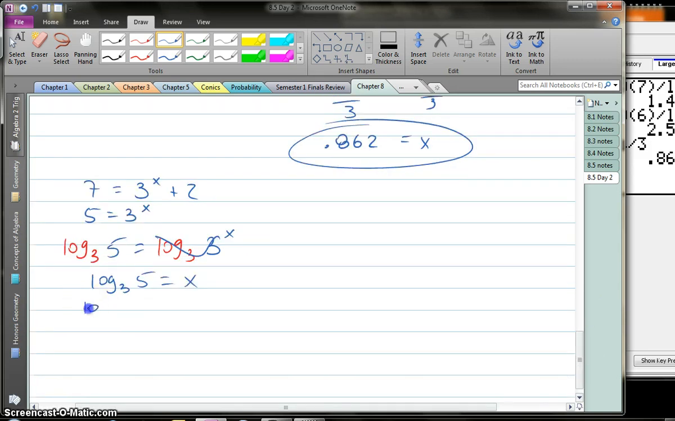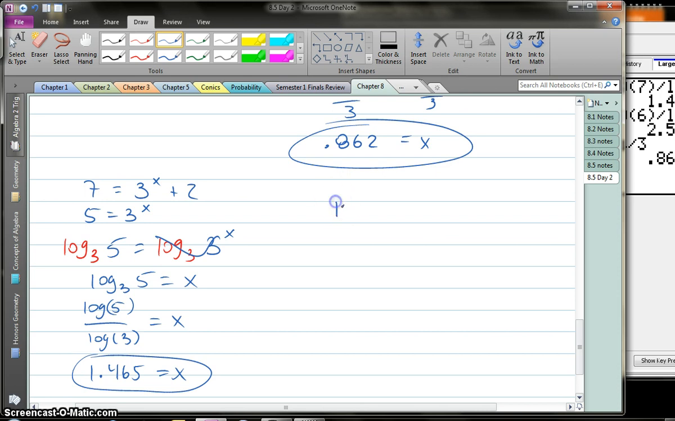So in your calculator, we go log of 5 divided by log of 3. And we should be comfortable with our calculator now. That gives you 1.465. Alright? Pretty cinchy. Last one.